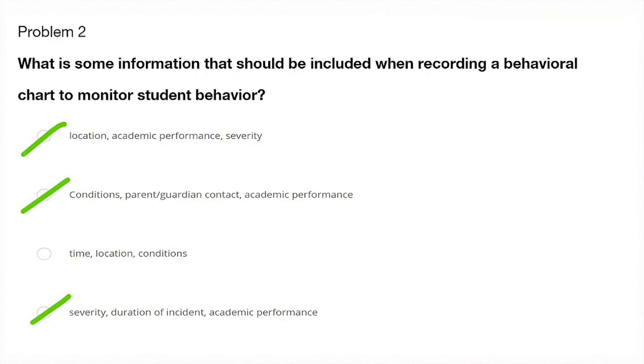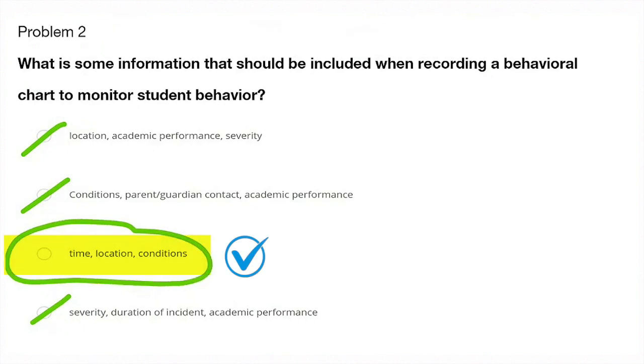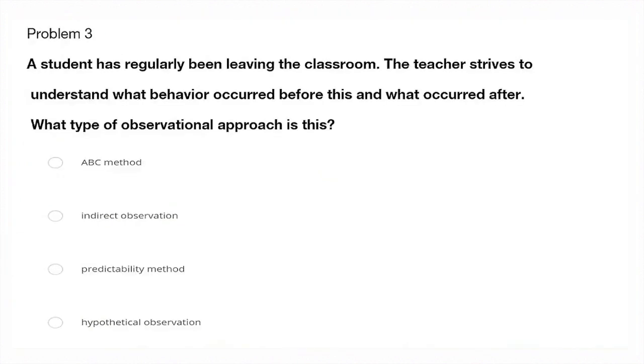Severity and duration are useful, but not academic performance. It is unrelated to a behavior tracking chart, which leaves us with time, location, and condition. This would be our correct answer because it includes the essential details that we can accurately record and therefore analyze behavior patterns over time. Problem number 3.